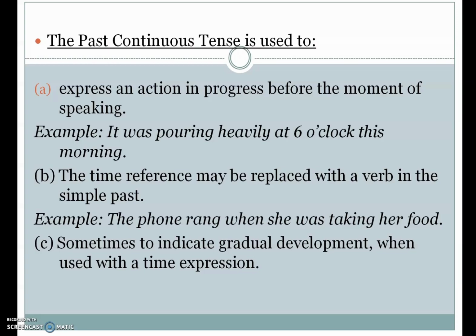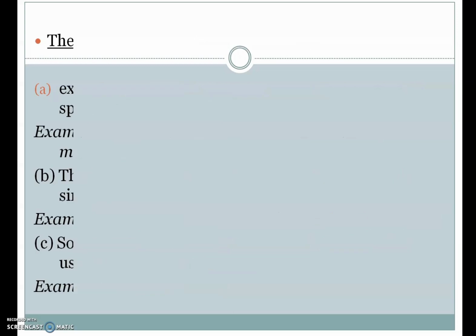Sometimes it is used to indicate gradual development when used with a time expression. For example, she was getting late. So a development. She was getting late for the office. She was already getting late, right? So it is referring to a gradual development.